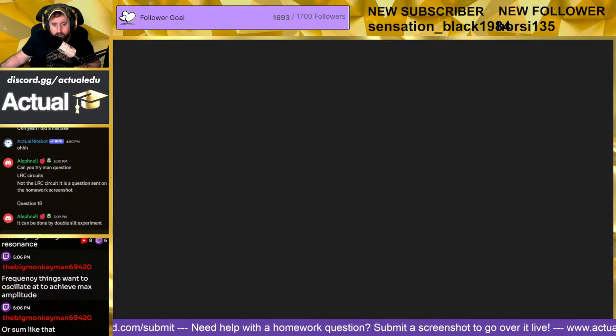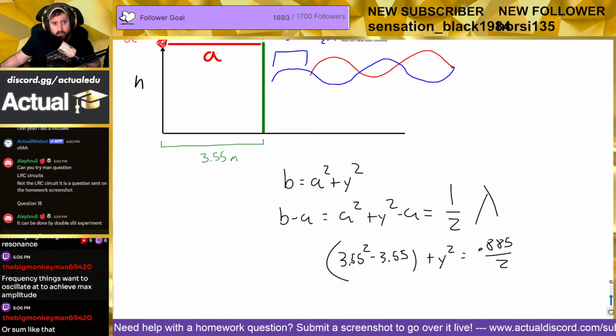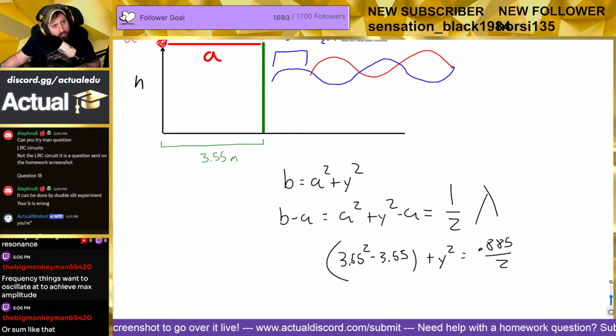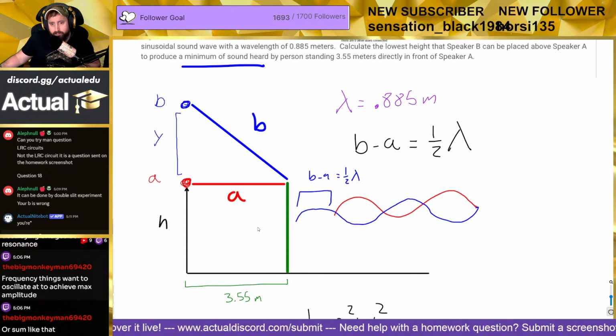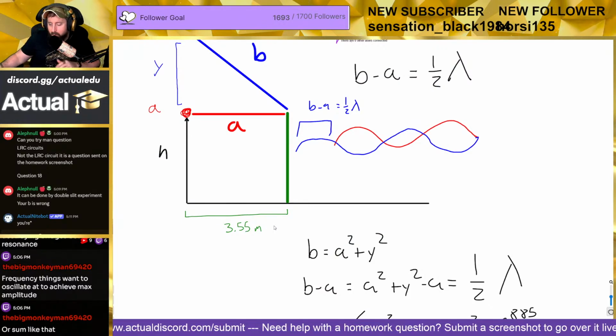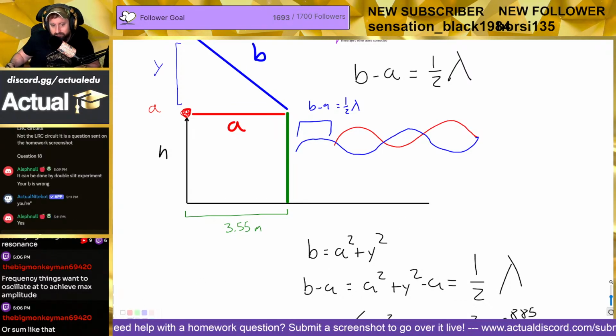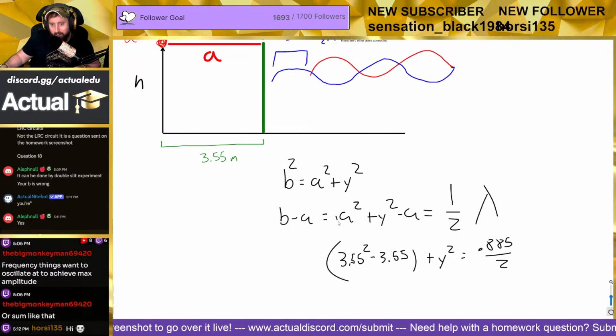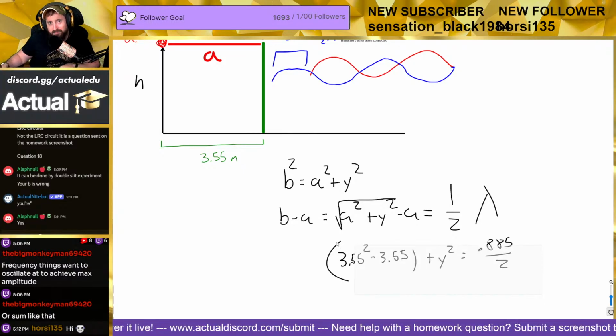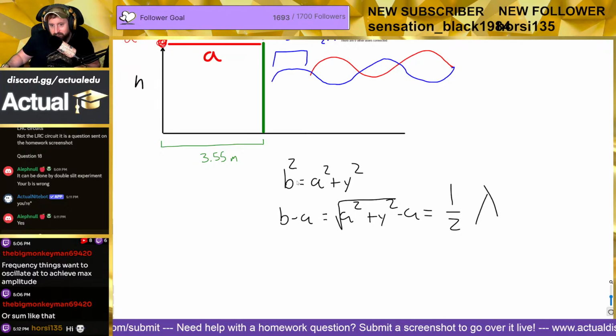Where's my calculator? Where doth go my calculator? My B is wrong, he says. What's wrong with my B? Oh, B squared. Thank you. I made a mistake. Sorry. Yes, this is B squared is equal to A squared plus Y squared. So B minus A is the square root of A squared plus Y squared, minus A. Okay, thank you. Yes, I gotta fix that. Sorry. Yeah.